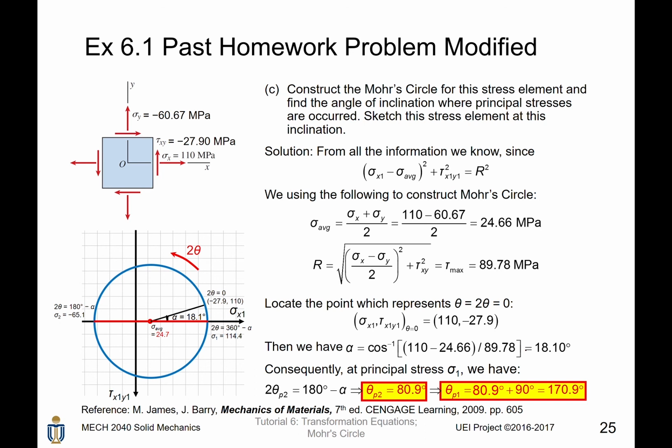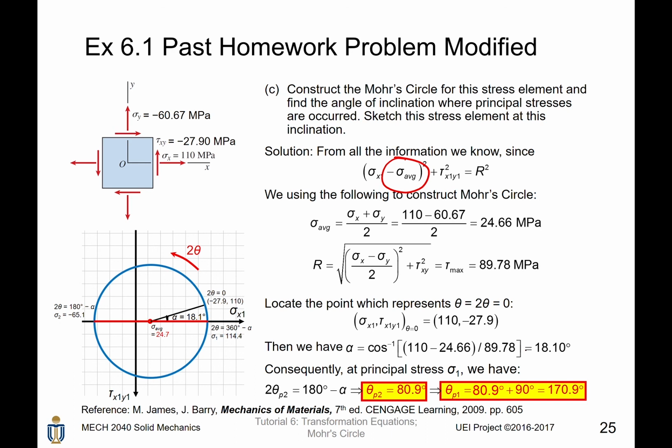To do this, first we find sigma average, the average direct stress. Well, it is easy to find. You know what sigma x is, you know what sigma y is. Then, by using sigma x plus sigma y divided by 2, you can find the average direct stress is given by 24.66 million Pascal. Also, by using the equation of R, the radius of the Mohr circle is found to be 89.78 million Pascals.